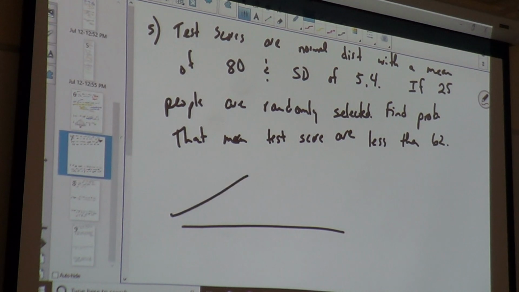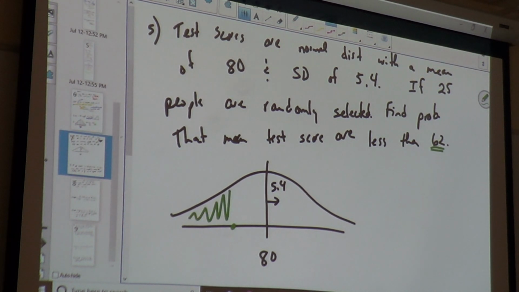All right, we have a normal distribution with a mean of 80 and a standard deviation of 5.4. We have one data point, which is 62, and it's less than 62. But because we have a group of data, what do we have to do with our standard deviation? We have to redo the standard deviation, so our new standard deviation is going to be 5.4 divided by the square root of 25.